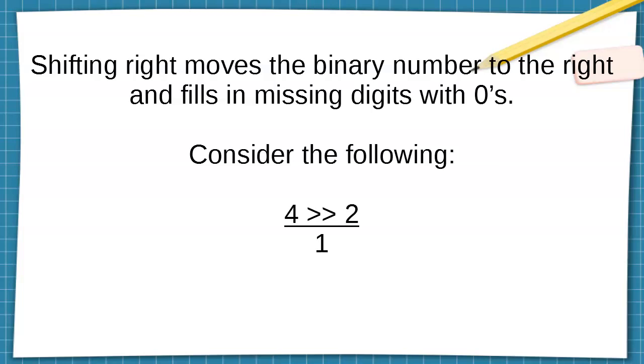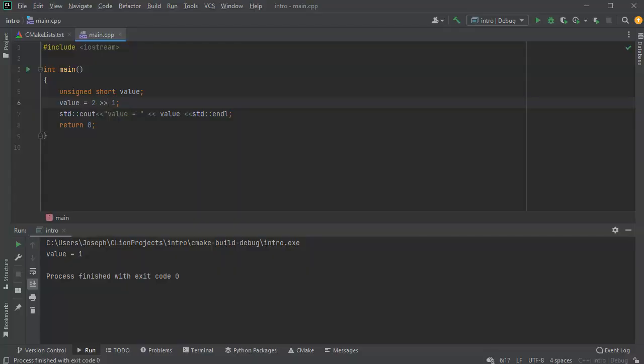Shifting to the right moves the number to the right and fills in missing digits on the far left as zeros. So if a 4 is shifted 2 spaces to the right, and a 4 is a 1, 0, 0, it's shifted to the right, which takes away those 2 zeros on the right, and now it's just a 1. So let's go ahead and look at some code to see how we can implement this.